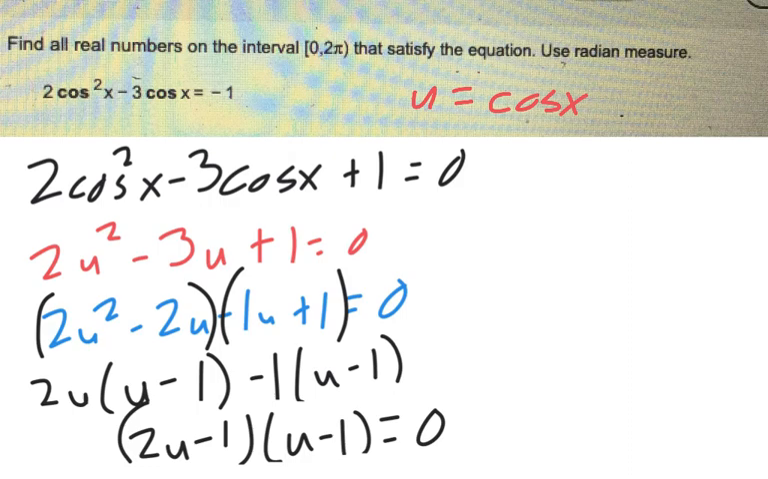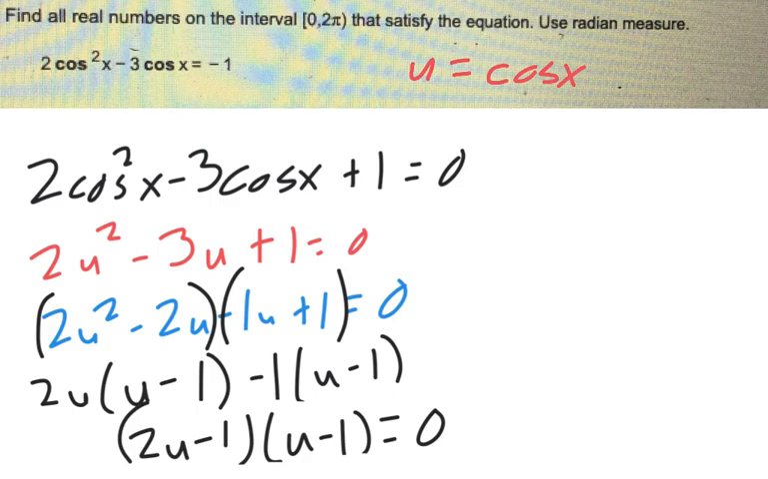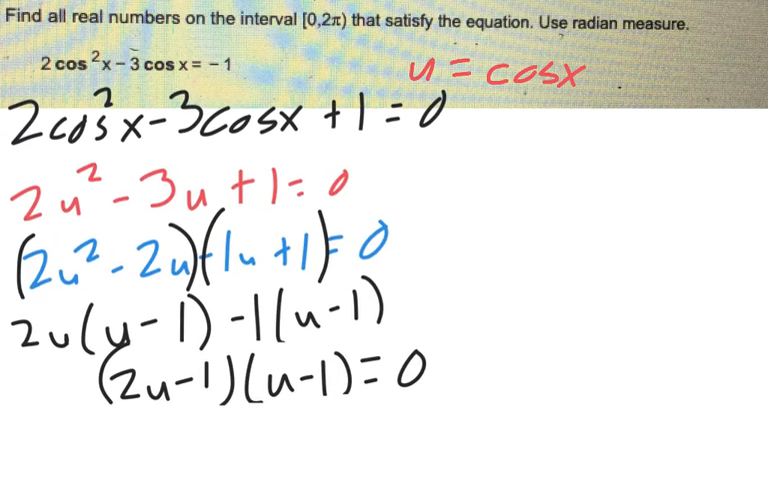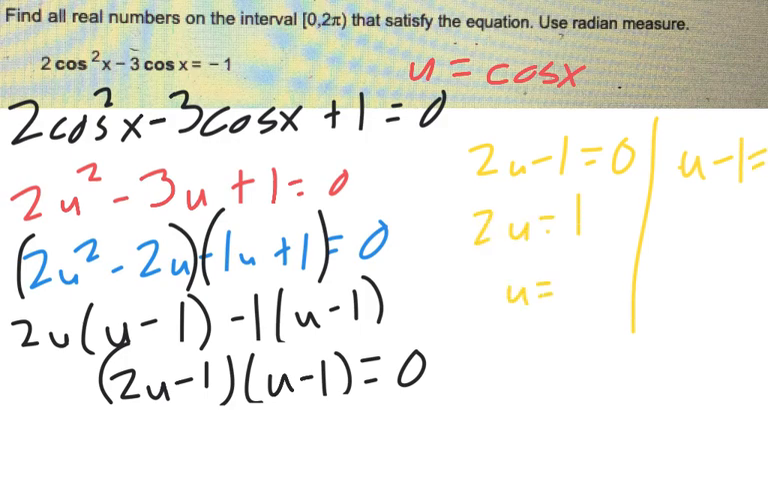So again, I just did the A times C method to factor this. You may can do this just by sight. Some people can factor by sight. You could also use the quadratic formula to find the solutions here for u. But I did it by factoring. So because I have two things multiplied to be 0, either the first thing is 0 or the second thing is 0. So this would tell me 2u equals 1, so u could be a half. Here u could be 1.